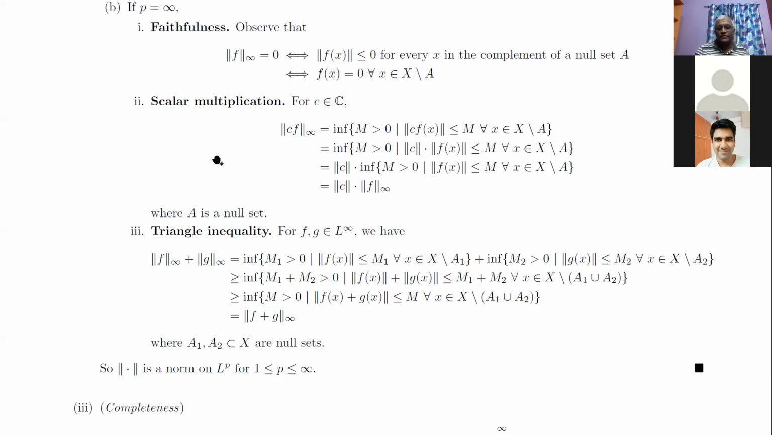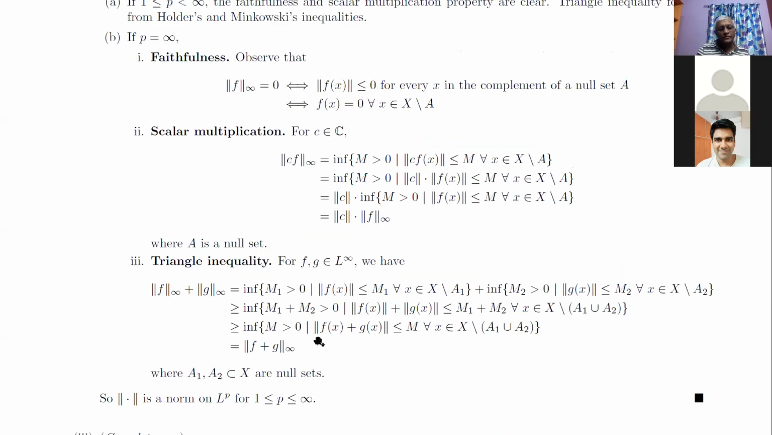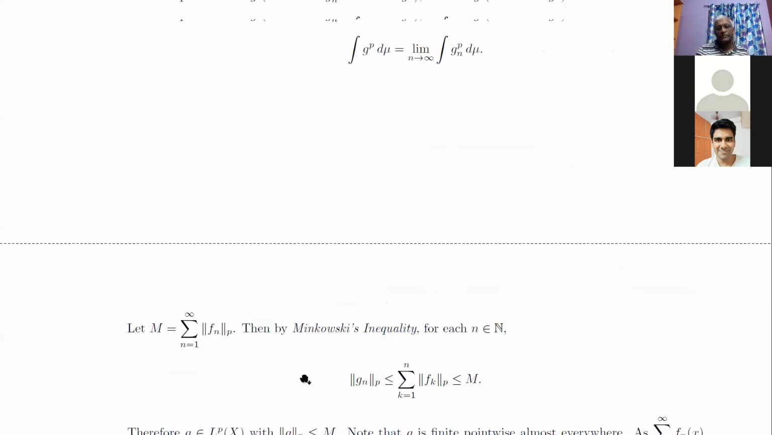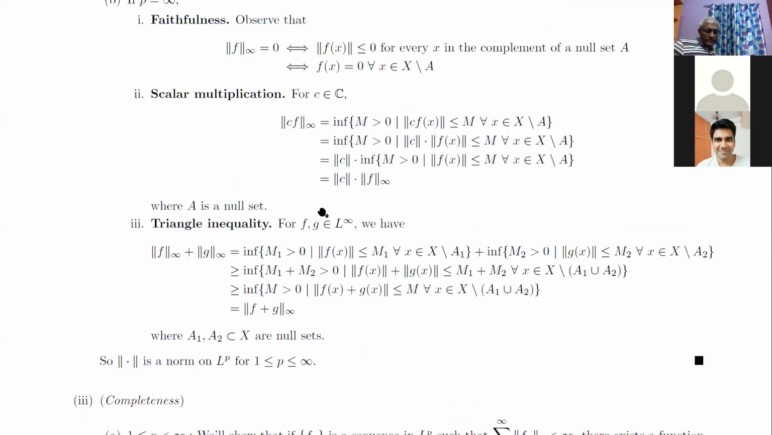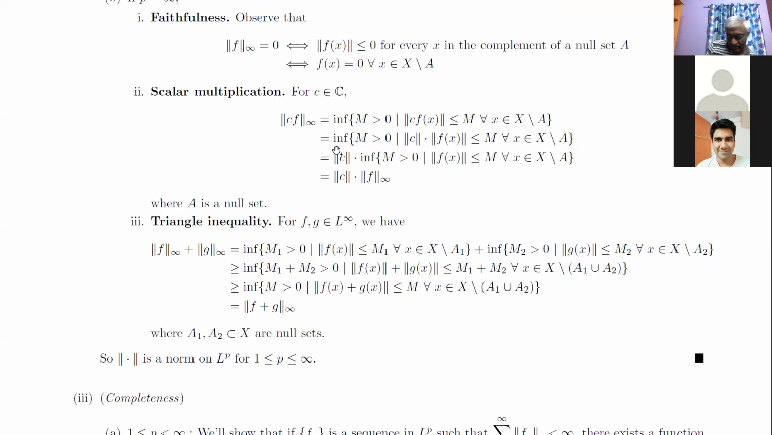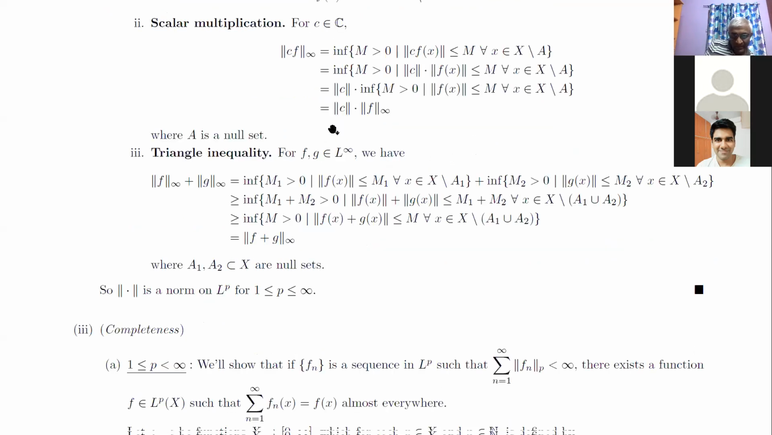So we have proved all three properties, which are faithfulness, scalar multiplication, and triangle inequality, which ensures that the norm which we defined is indeed a norm for every case when p is both finite or infinite. And so now we finally come to what we call the major part of the theorem, which is to show the completeness of L^p. So let's get into that.